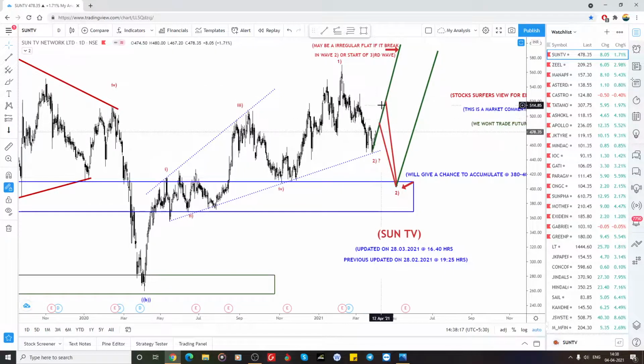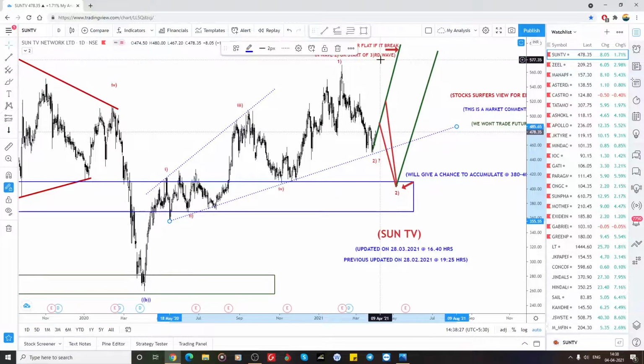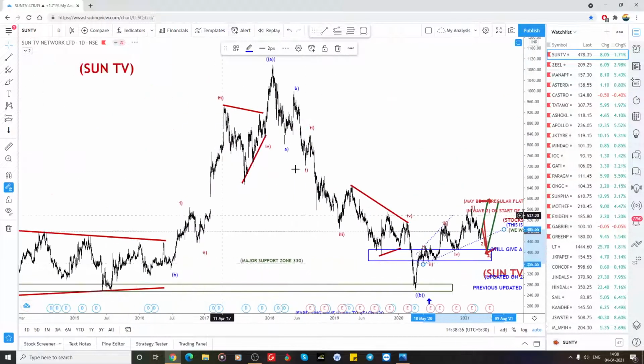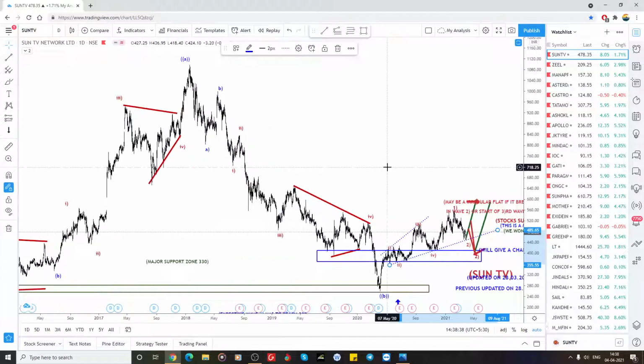So if it is making a complex correction, or it can go above the high and then again fall for that second wave, and if it is without breaking this channel, so if it is going above the high and then again dropping, that could be considered as a 2 or a B, because I'm looking for the C wave to cross above 1100. That is my positional target.